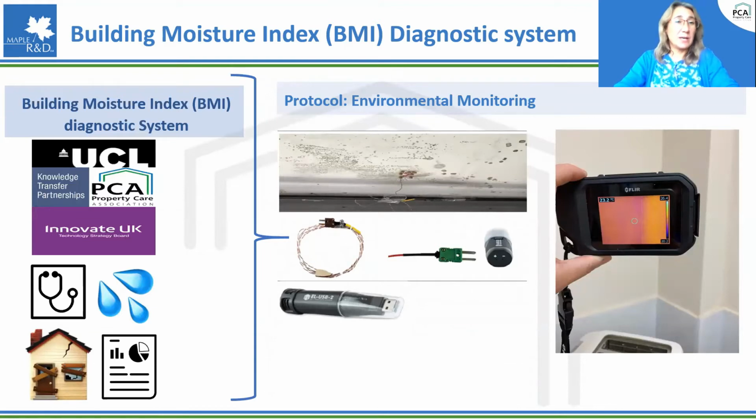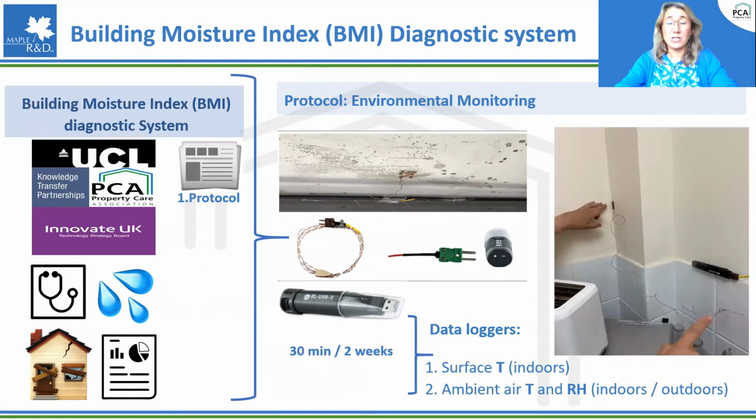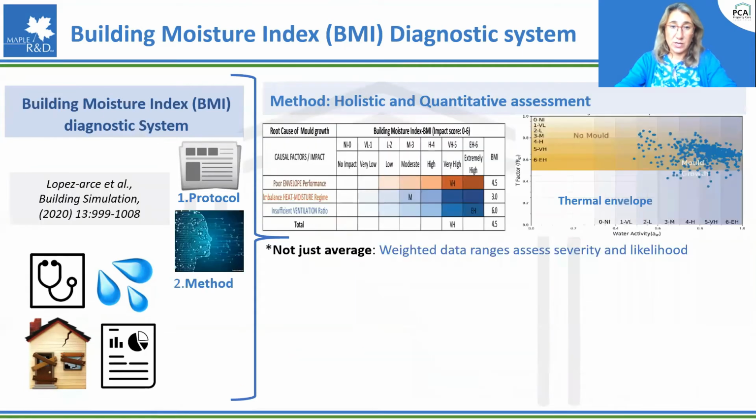So we created what we name the Building Moisture Index Diagnostic System, in partnership with University College London and Innovate UK. One of the parts is a protocol, on how to perform environmental monitoring in a property by using data loggers. We use three main data loggers: one for surface temperature indoors, and two loggers recording ambient air temperature and humidity indoors and outdoors, every 30 minutes for 2 weeks.